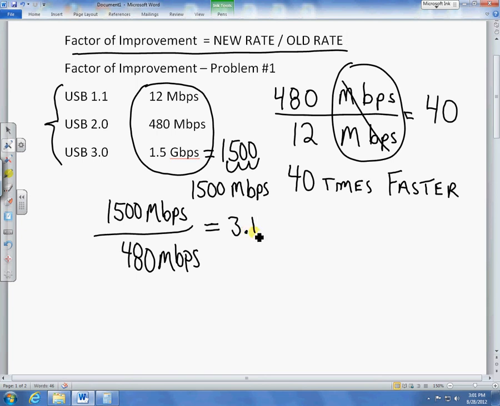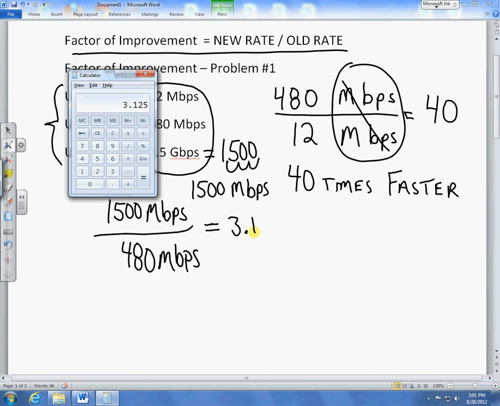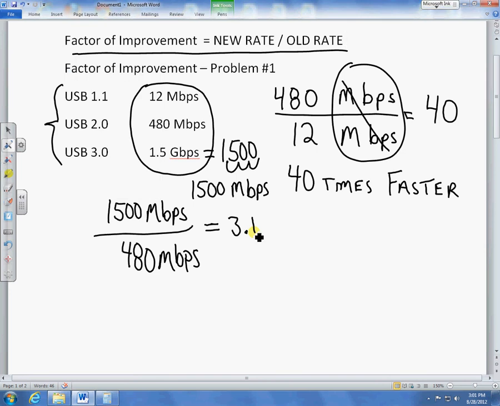What do we say? 3.125, okay? So really we can look at the difference, and I'll round here, okay, use approximately. We'll see that USB 3.0 is approximately 3 times faster than USB 2.0, all right? So we can compare these new technologies.